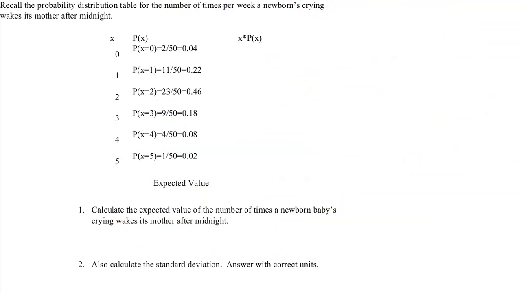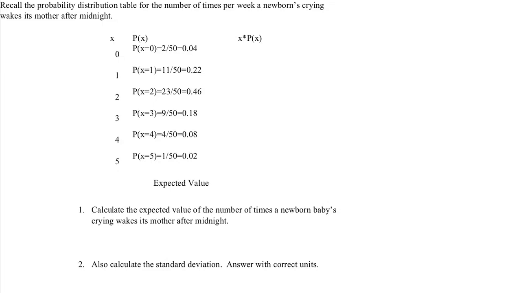So here we are looking again at that probability distribution table for the number of times per week a newborn's crying wakes its mom after midnight. So we are going to do the expected value. I'm going to show you how to do it by hand. I encourage you to use your calculator. If you don't remember how, watch the video link that I post from YouTube on how to do that. And compare your work to mine. Make sure you get the same answer.